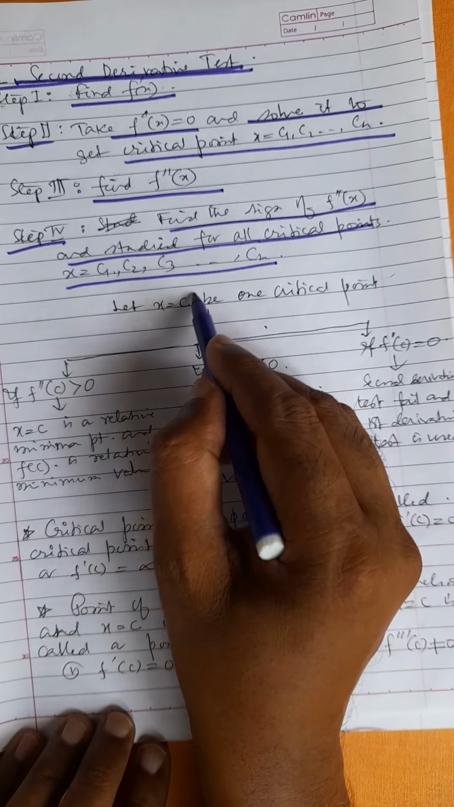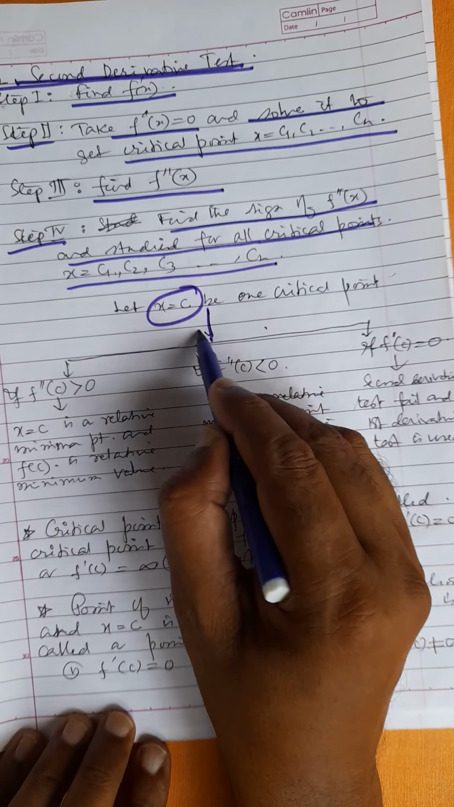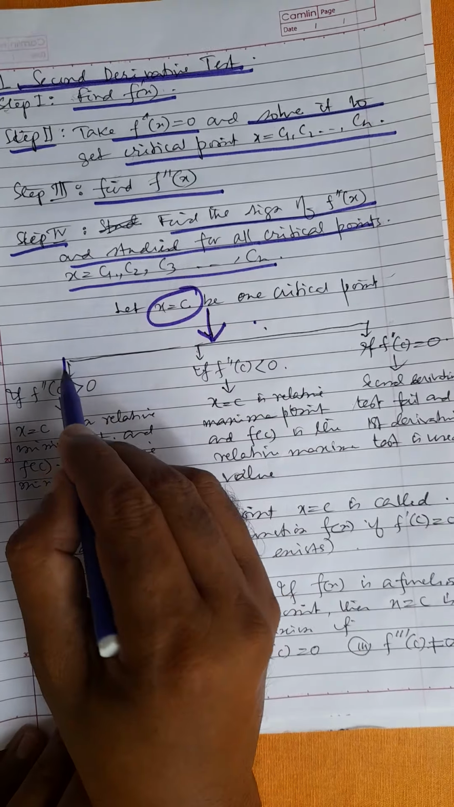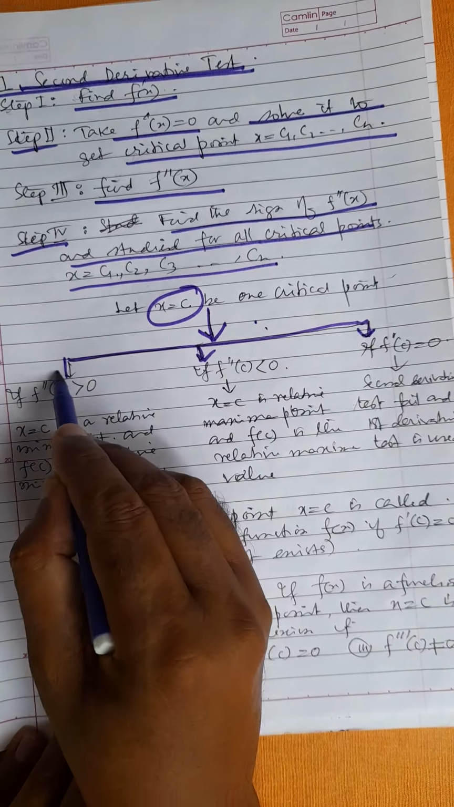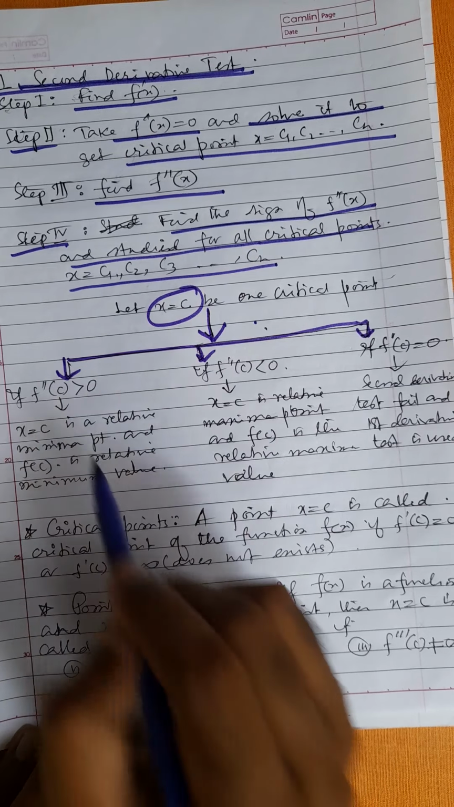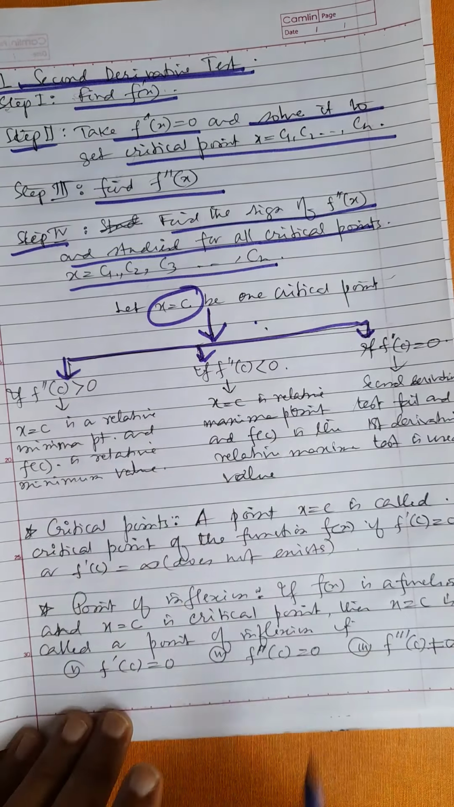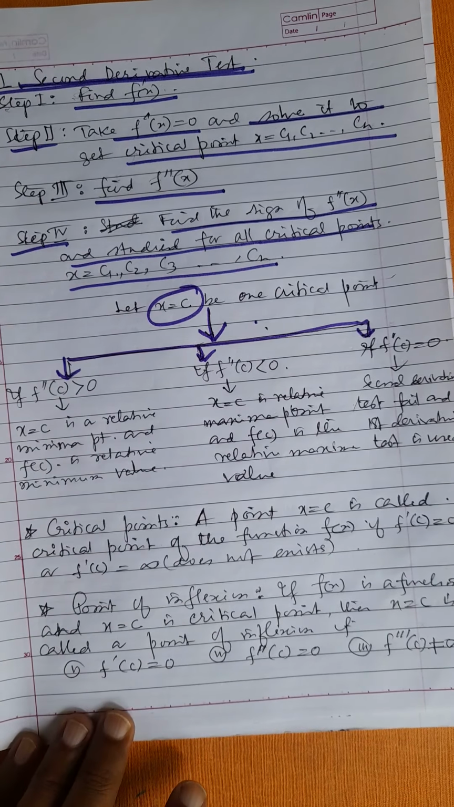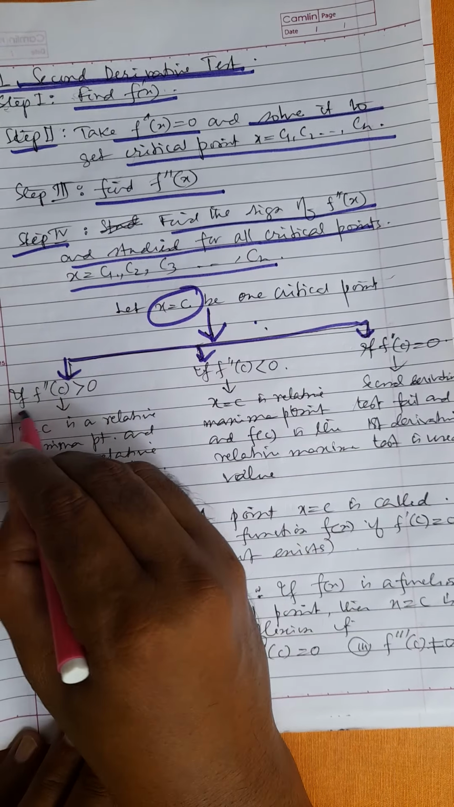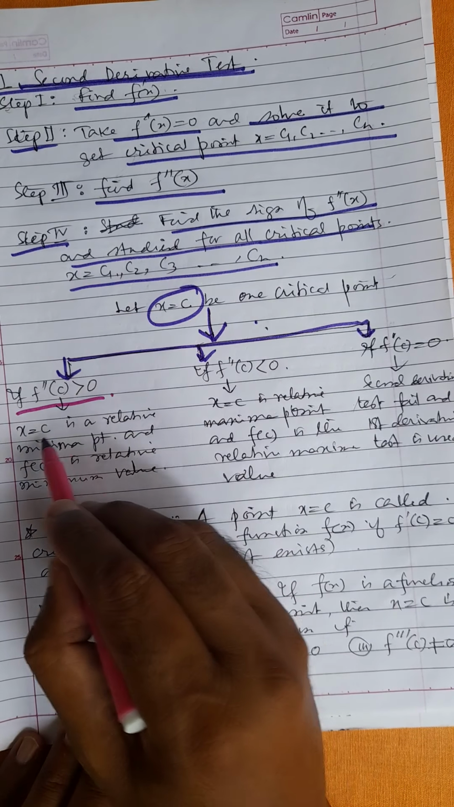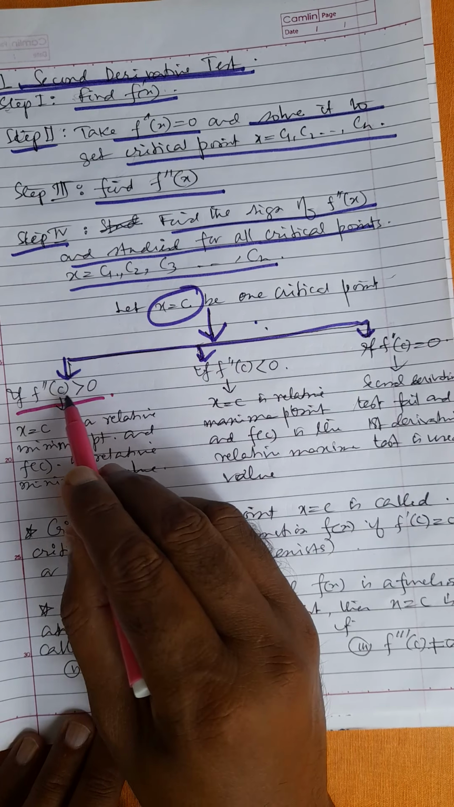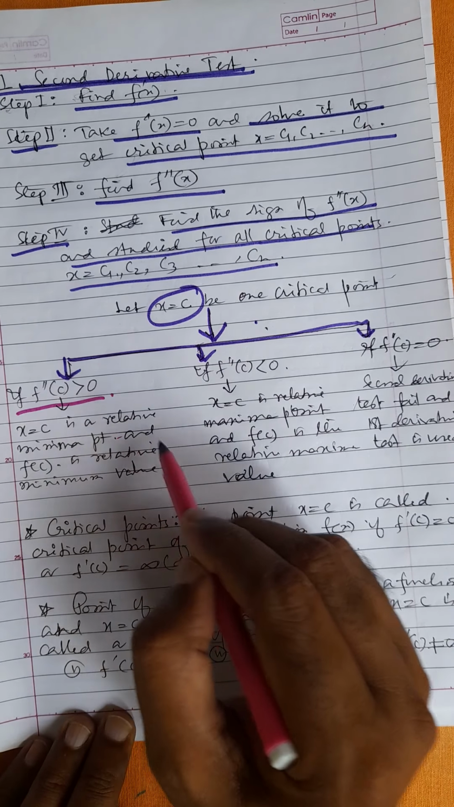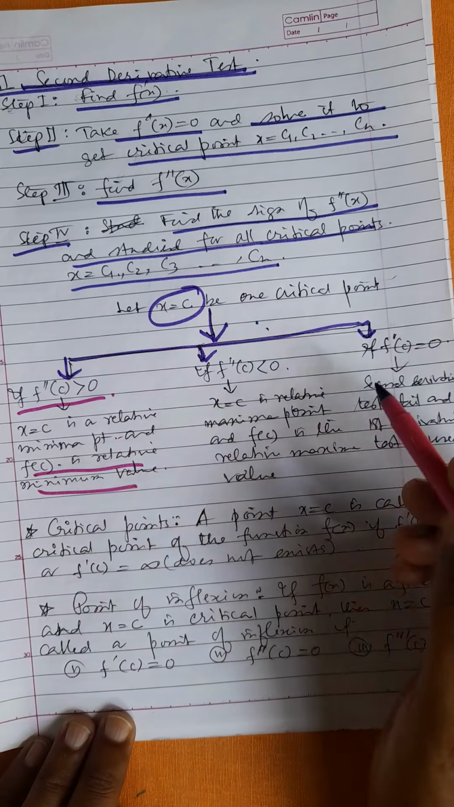Suppose x = c is a critical point. There may be three conditions. First condition: if f''(c) is greater than 0, then x = c is a relative minimum point, and f(c) is the relative minimum value.